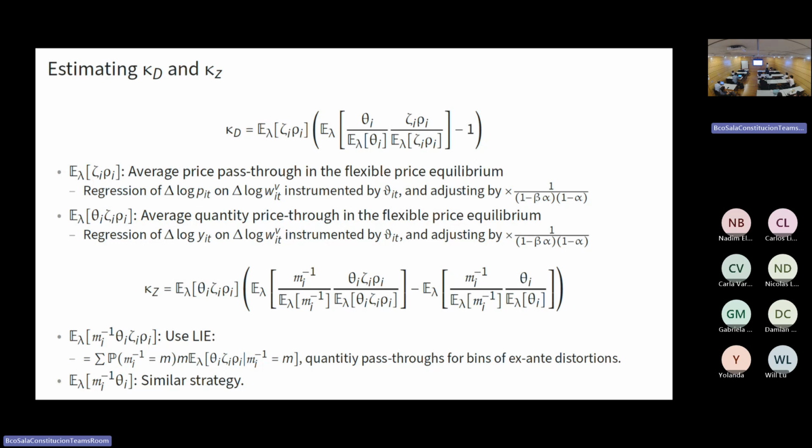The second input that you need is this expectation of theta rho. When you think about it, because theta rho is the price pass-through of an individual firm, and theta is the elasticity of demand, theta rho is nothing else than the pass-through of quantities after a marginal cost shock. And so you can recover that by estimating a very similar research design to the one I showed you already, but substituting prices on the left-hand side with quantities.